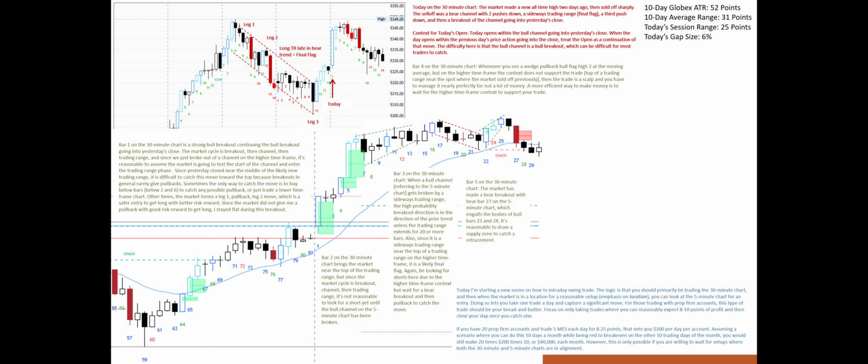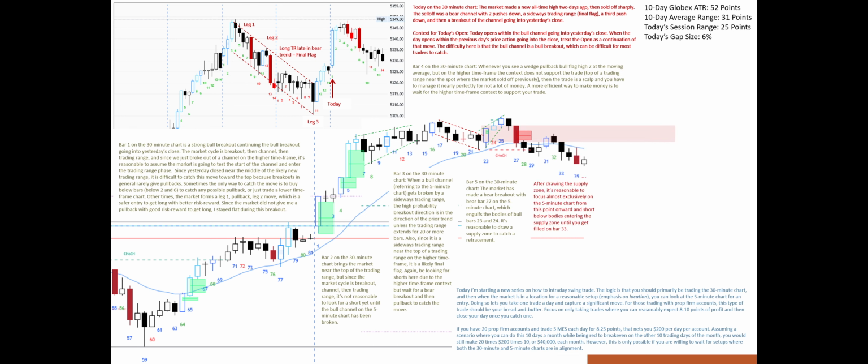Bar 5 on the 30-minute chart. The market has made a bear breakout with bear bar 27 on the 5-minute chart, which engulfs the bodies of bull bars 23 and 24. It's reasonable to draw a supply zone to catch a retracement.